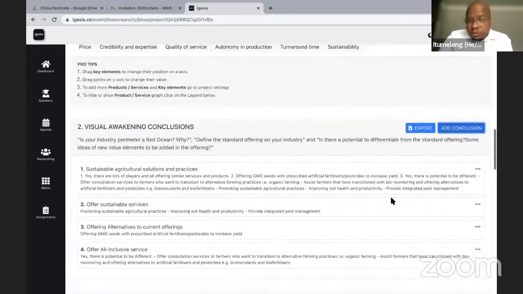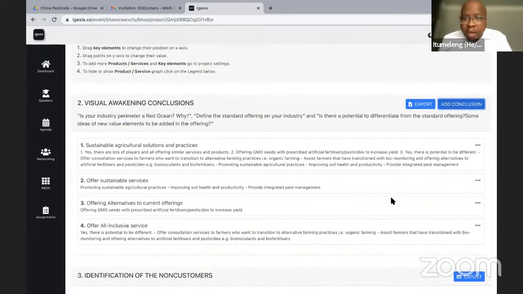In terms of our conclusions, I changed them. I had quite a lot, and then I broke them up into three main offerings. The one is we offer sustainable agricultural practice and solutions, and we offer sustainable services. We help the farmers that are still using traditional agricultural practices. We transition them away from the reliance on harmful chemicals and harmful pesticides to a more organic solution.